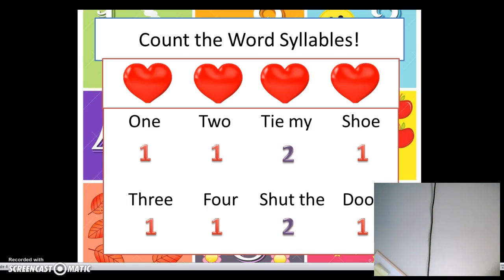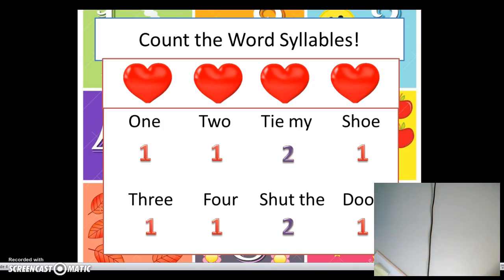Now for our counting song, let's count the word syllables. As I play, I want you to clap. You will be clapping the words. So 1, 2, tie my shoe. 3, 4, shut the door. You are not clapping the steady beat or the 4 heartbeats. You are clapping the words.